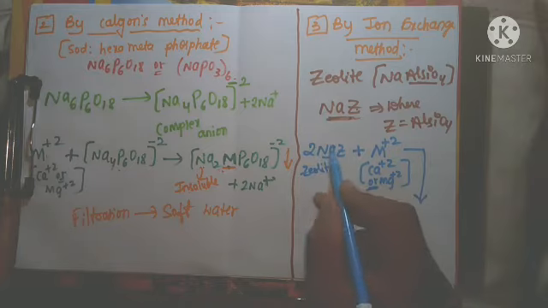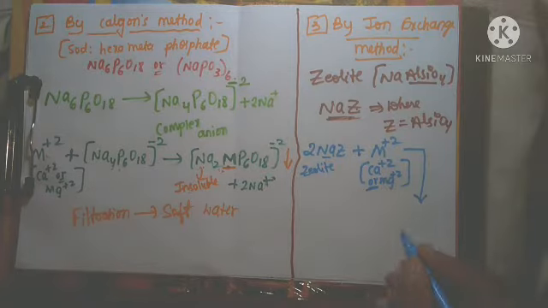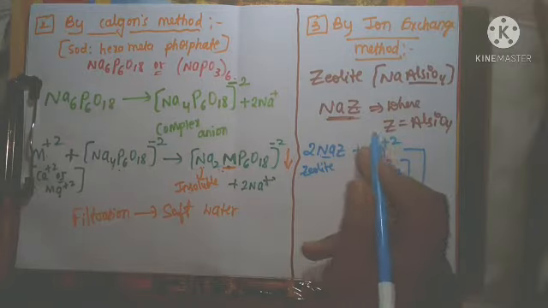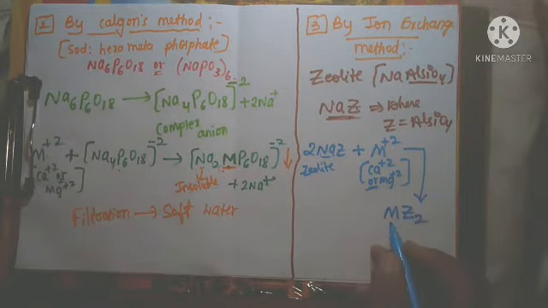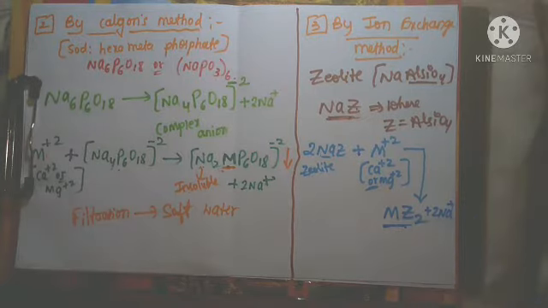Ions are exchanged. This zeolite will give Na+, and M, that is Ca+2 and Mg+2 from water, will be taken by the zeolite. Now what is the product here? MZ2. It is losing the Na ions and taking the M. Therefore, it will be MZ2 plus 2Na+. Now this MZ2 is insoluble.